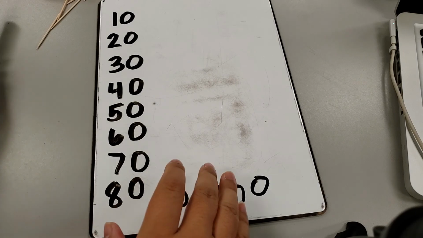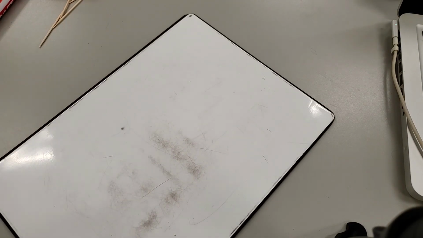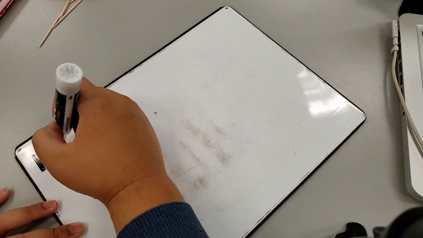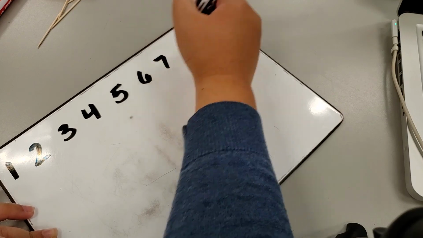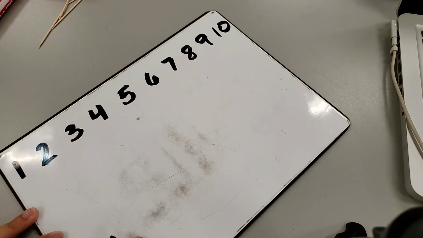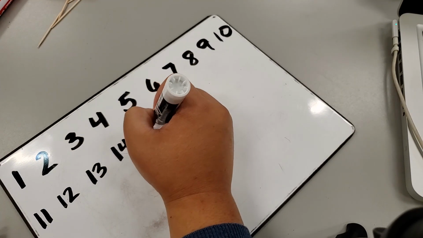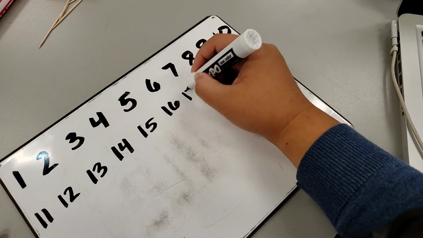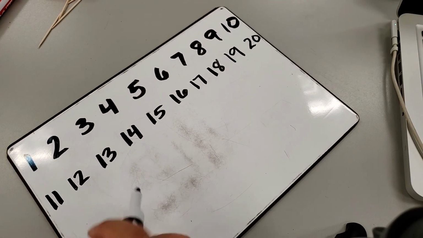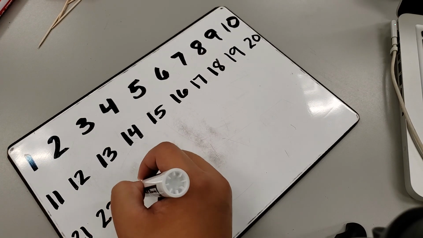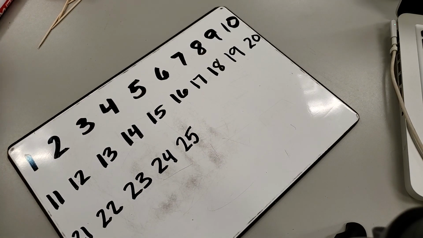Now, if I go ahead and erase this to show you, maybe 1 through 20. So go ahead and count that with me. 1, 2, 3, 4, 5, 6, 7, 8, 9, squeeze, 10. After that, 11, 12, 13, 14, 15, 16, 17, 18, 19, 20. And just for fun, let's go ahead and keep going to 25. 21, 22, 23, 24, 25.